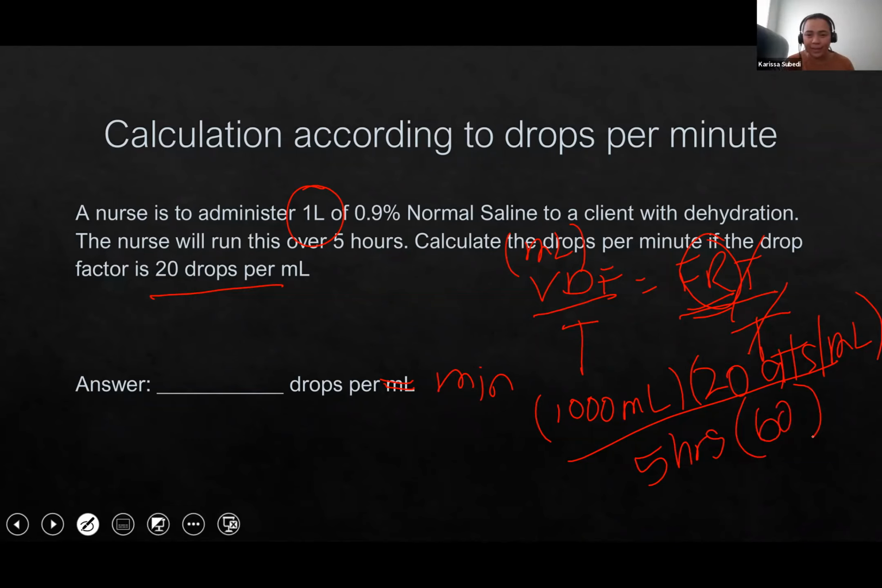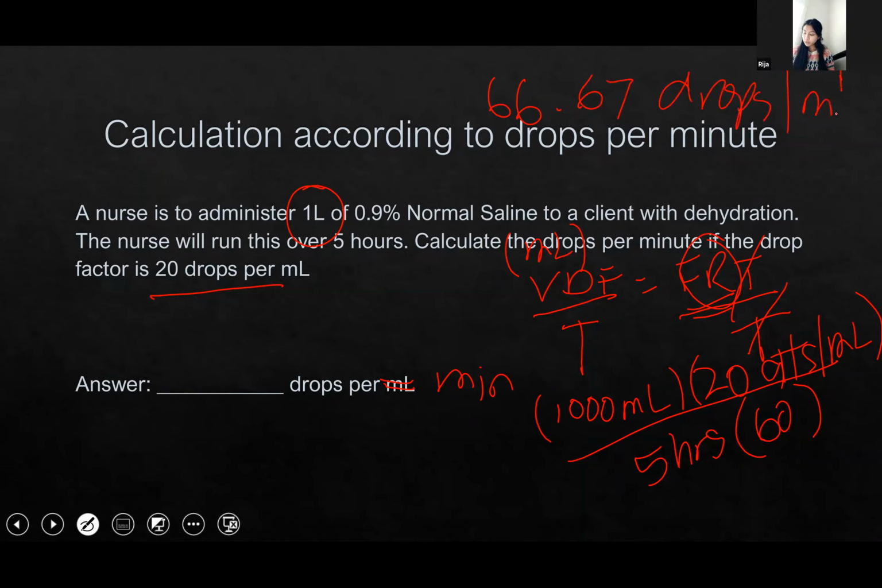So let's compute that then. How much is it? I'm also computing. I always tell students to compute it over your laptop or your computer. So 1,000 times 20 divided by 5 times 60. So what's your answer? 66.667. Okay, let's put our answer on top. 66.67 drops per minute. Is that your answer then? Yes or no?